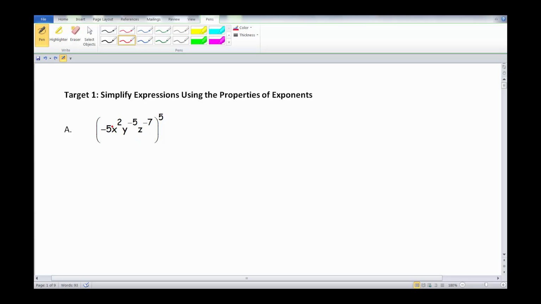Now, as a result, we can look at this negative 5, and we see that its exponent is actually not x. It is, in fact, 1. So this negative 5 is being raised to the first power. If it's not written there, it's always assumed that it's 1. And it's being multiplied by the x squared, y to the negative 5th, and z raised to the negative 7th.